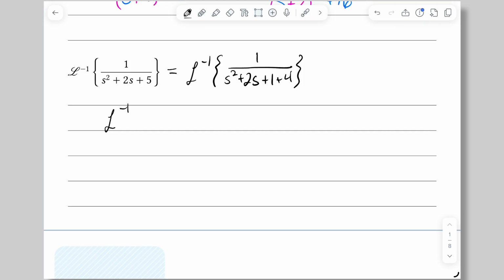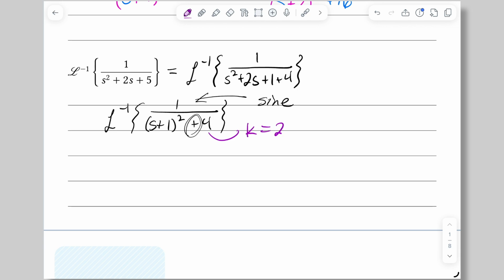We end up with the inverse Laplace transform of 1 over s plus 1, the quantity squared, plus 4. Because the numerator is a constant, we know that we are going to shift a sine, also because in the denominator we have a plus. And then we can identify that since we have s plus 1, the quantity squared, plus 4, that k is equal to 2. So we need to multiply numerator and denominator by 2, and then apply the inverse transform.